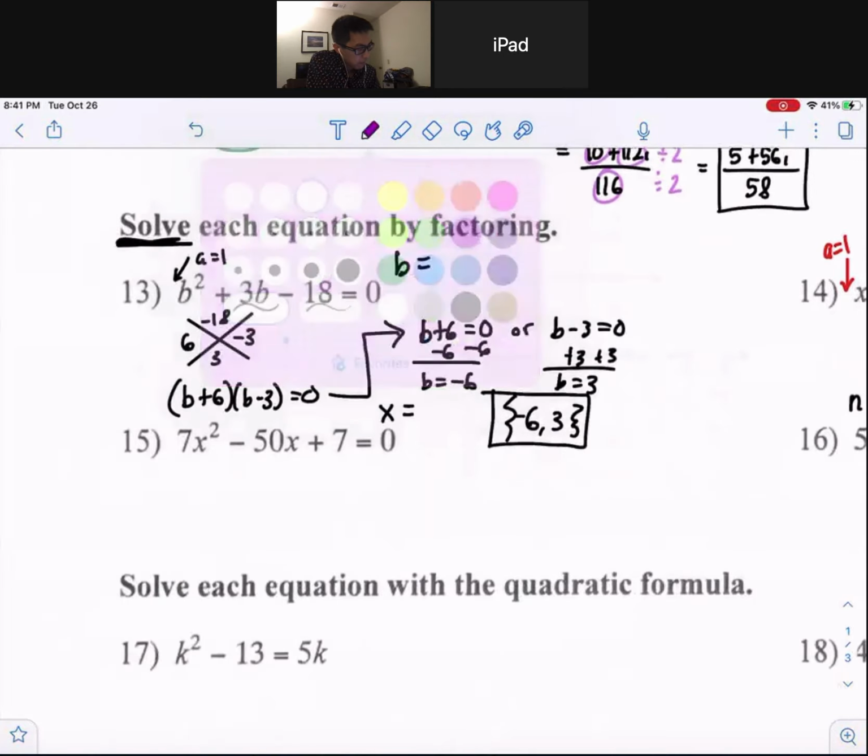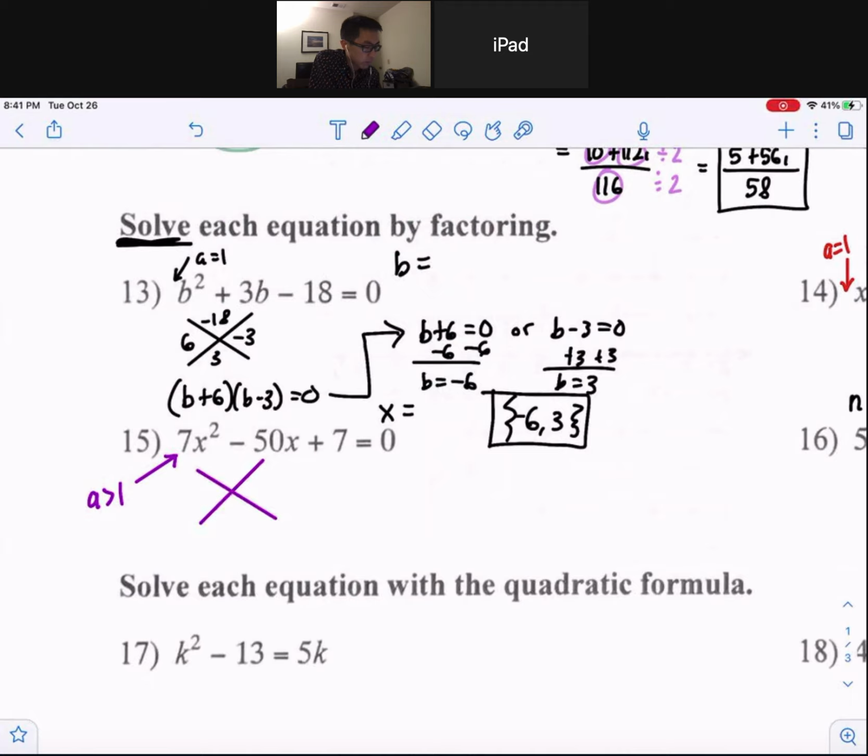15. Okay, your a value, you guys, for this one, a is greater than 1. So this is your guys' x method and then grouping. So 7 times 7 is 49. Negative 50 on the bottom. The two numbers are negative 49 and negative 1.